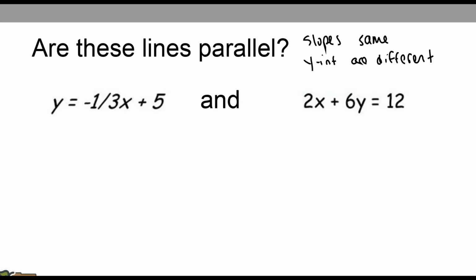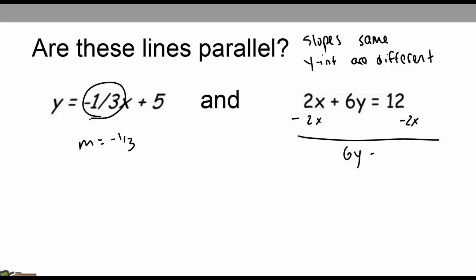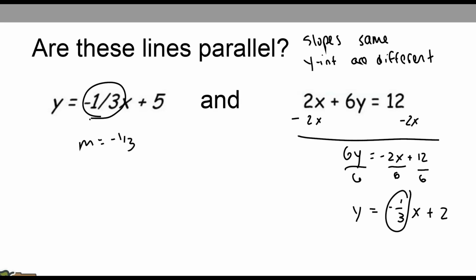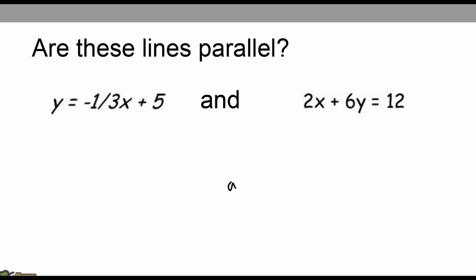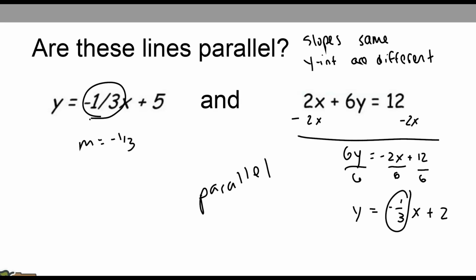So how can we tell if these two lines are parallel? You're going to check the slopes. Right here, the slope is negative 1/3. This second one, we're going to have to rewrite. We're going to have to get y by itself, make it easy to see what the slope is. And we will see that negative 2/6 simplifies to negative 1/3. Looking at both these equations, the slope is negative 1/3. The y-intercepts are different, and that tells us the lines are parallel. Almost spelled that wrong.